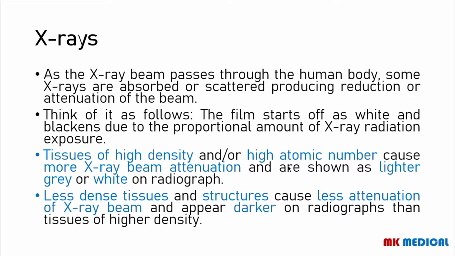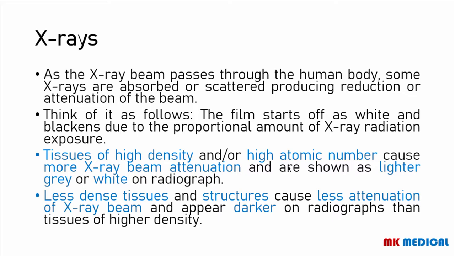So the film starts off as white, and the rule of thumb is this: the more X-rays that are exposed to this film, the darker it will become. It means that if the structure in between the X-ray beam and the film absorbed a lot of these X-rays, then the ultimate picture is going to be very bright, which is why bones appear bright. Tissues that have a high density, or tissues that have a high atomic number, are going to appear much lighter, because they attenuate the beam even more, they weaken the beam. Not a lot of X-rays are going to pass through, so tissues like bones and solid organs are going to appear brighter on the X-ray, and so they're going to be light gray, or they could be white on the X-ray.